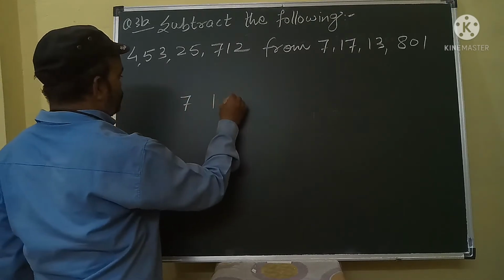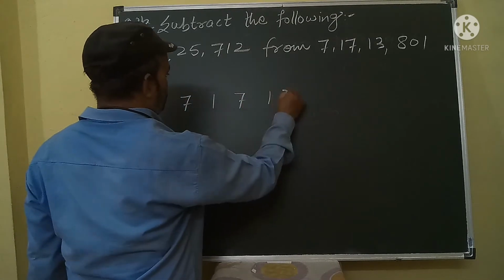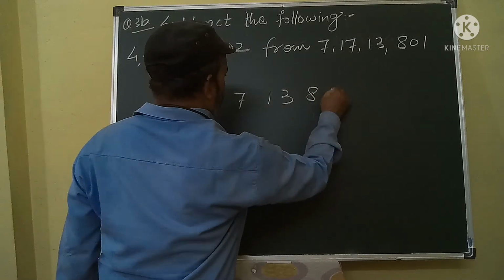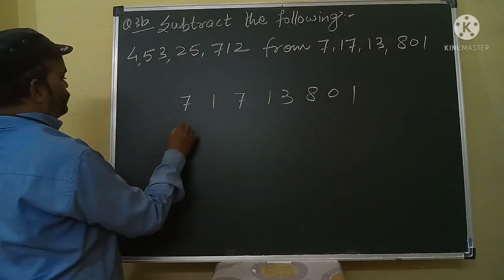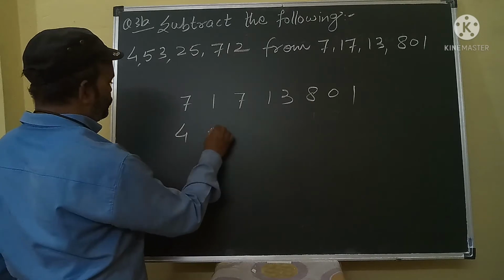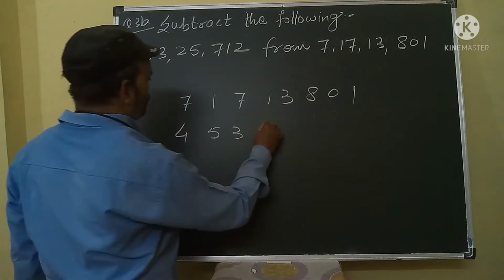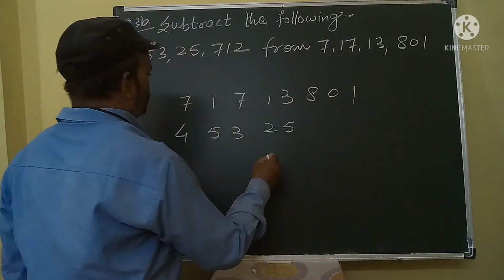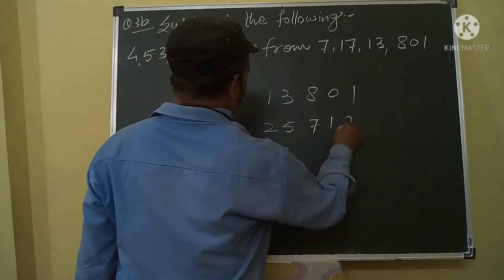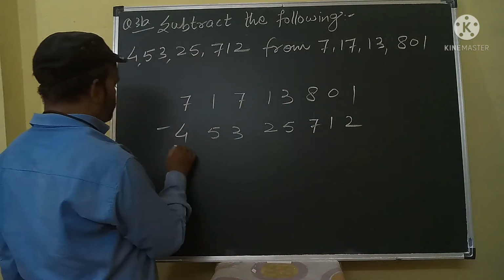7 crores 17,13,801. 4 crores 53,25,712. Okay.